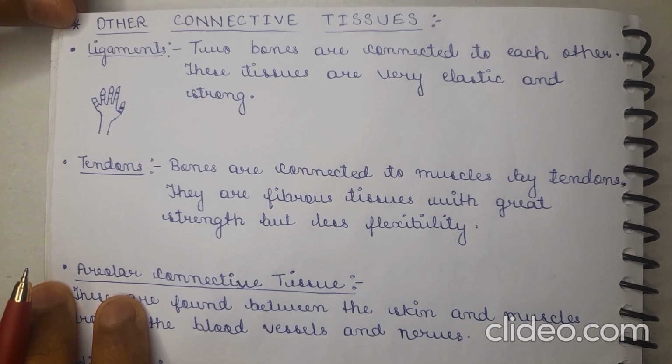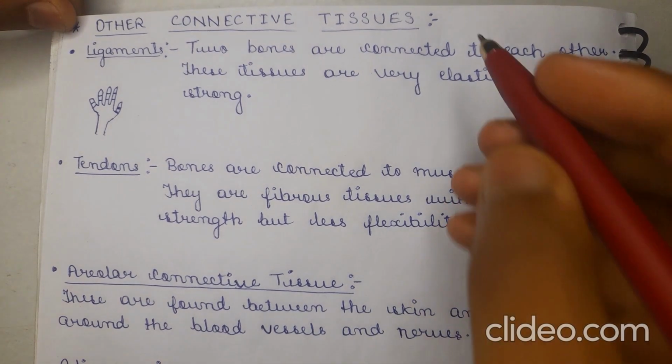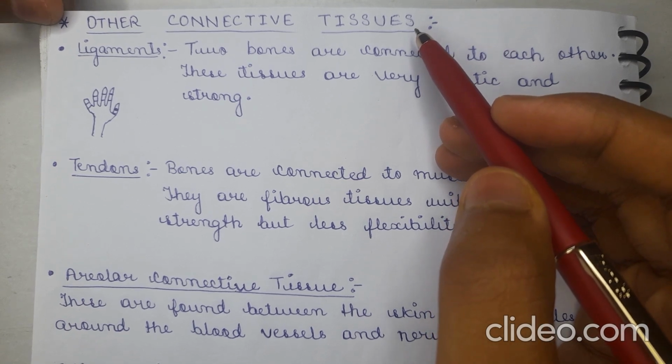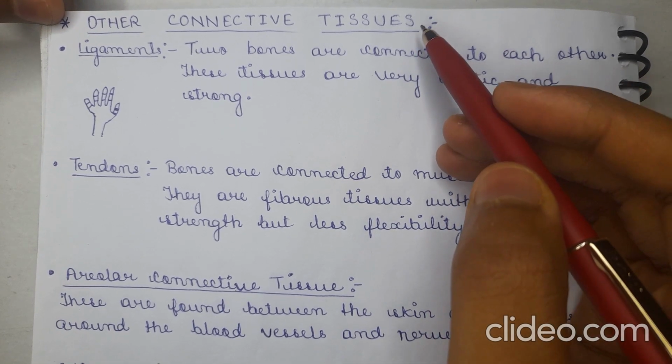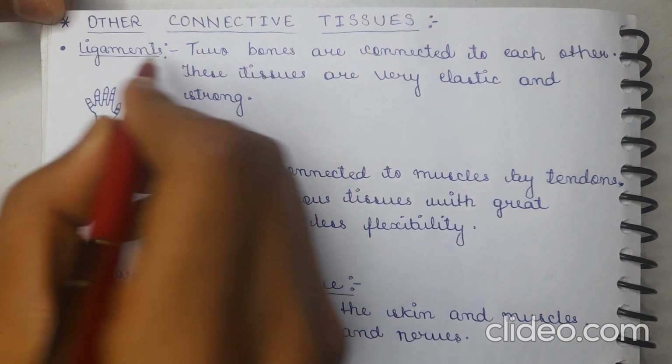Hello everyone, in this video we are going to discuss the remaining connective tissues. There are basically 8 to 9 connective tissues left. First one was the bone, second one was the cartilage, now the third is the ligament.